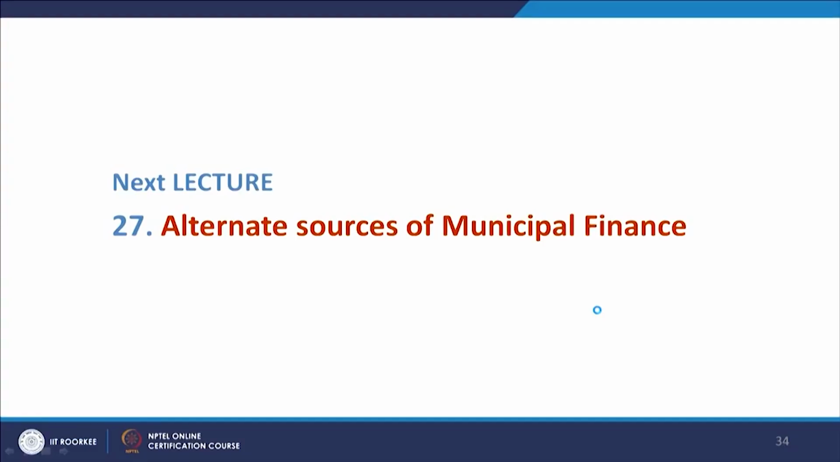Next lecture we are going to discuss the alternate sources of municipal finance, because the available classical sources of municipal finance may not be sufficient for each and every purpose of the municipality, especially capital intensive projects. So, in the next lecture we will discuss, apart from the traditional sources discussed today, what other sources the municipalities can augment.